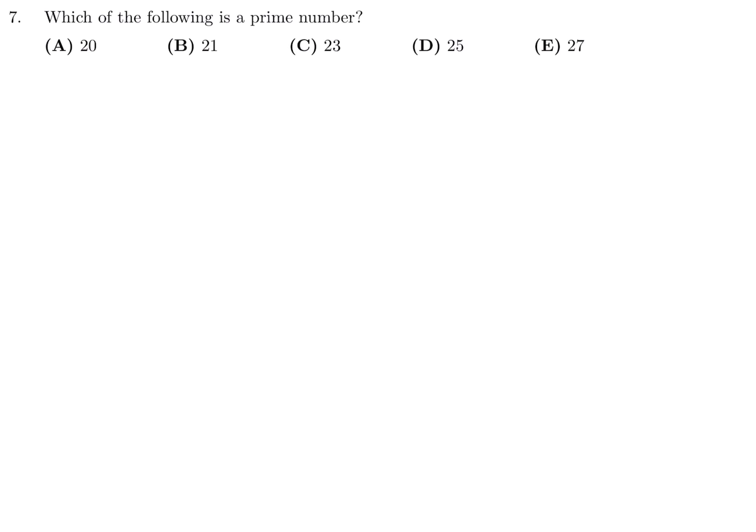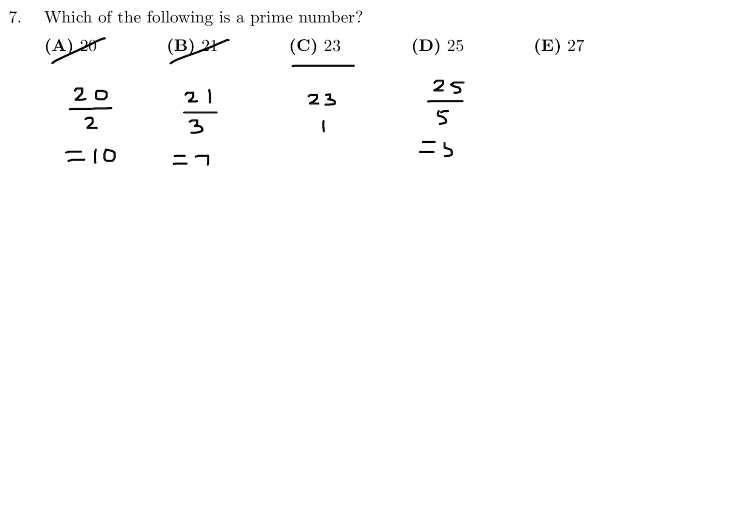Which of the following is a prime number? A prime number is a number that cannot be divided by anything except 1 and itself. 20 is divisible by 2, right? So that's not prime. 21 is divisible by 3, so that's not prime. 23 is divisible by only 23 and 1, so it is a prime. 25 is divisible by 5, and 27 is divisible by 9. So the prime number in here is 23, which is choice C.